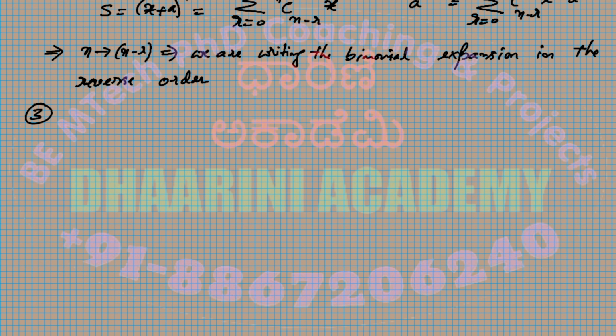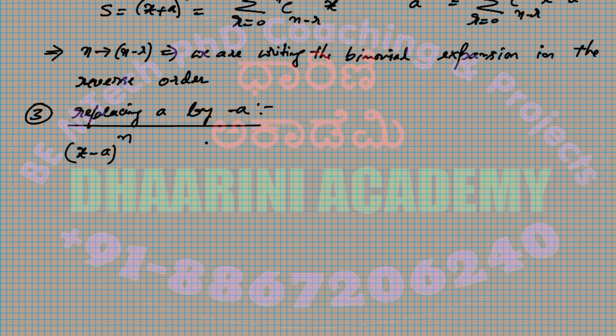Then let's move on to the next one. What happens if I replace a in the expansion by minus a? So this gives us the expansion for (x minus a) to the n. So very simple now. This is nC.